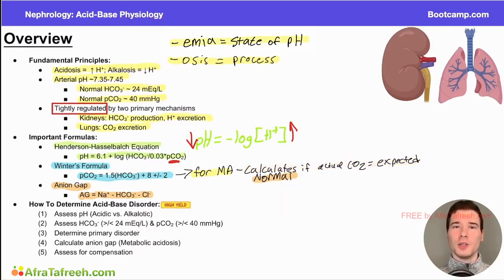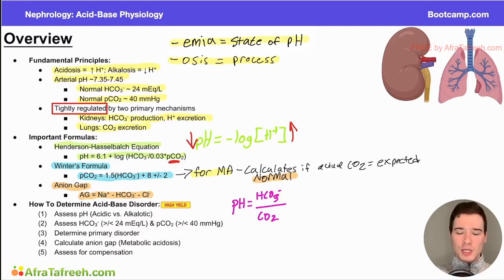So the first thing I want you to do when starting out with these questions is to set up your formula, which is pH equals your bicarb over your CO2. And remember, the system matters here so that we're consistent every time when we approach these questions. So the first thing I want you to do is to assess the pH. Is this an acidic state or an alkalotic state? The approximate range is 7.35 to 7.45. So if it's above 7.45, it's alkalotic, and if it's below 7.35, it's acidic. That's the first step. Okay, you're done.